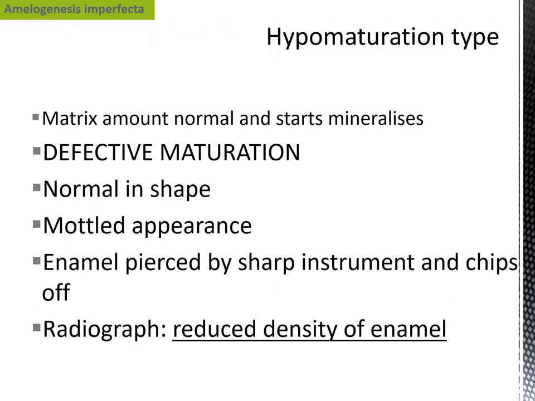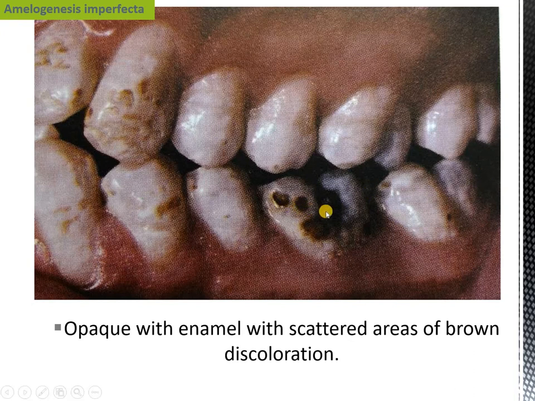This is the second most common type. There is defective maturation. So whatever enamel is being formed, it's not hardening enough. They don't reach the 96% mineralization component. So the density of the enamel is lesser, and you will have easy chipping and discoloration of the enamel seen in these conditions.